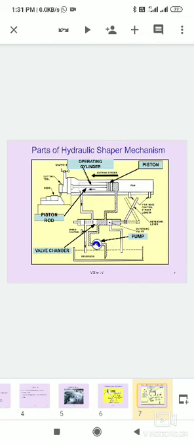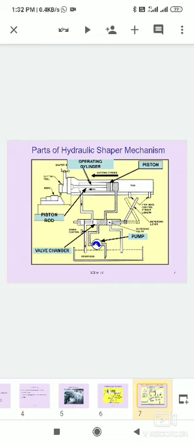It is clearly shown in the figure: reservoir, reservoir means oil tank, pump, reversing valve, ram, piston, operating cylinder, piston rod, valve chamber, speed controllers, pump and work, reversing valve, reversing lever, trip dogs, control stroke length, speed controllers.